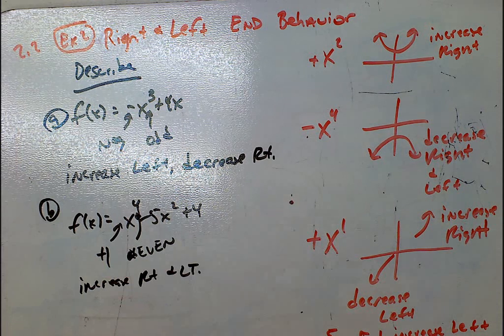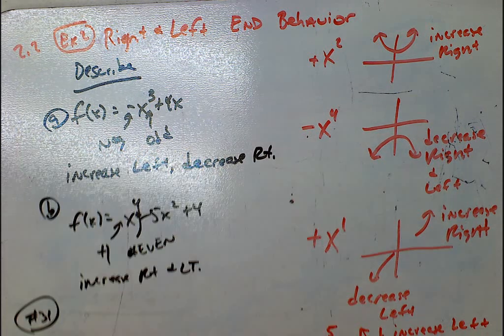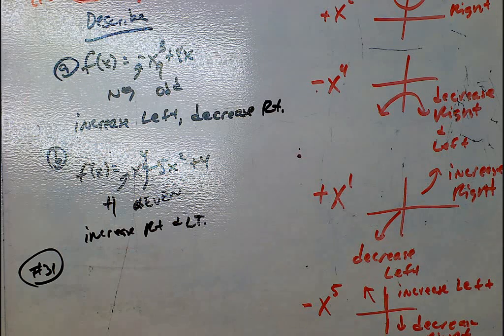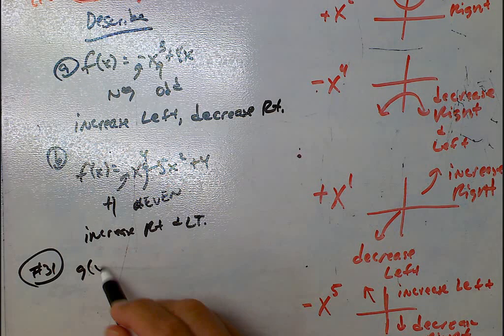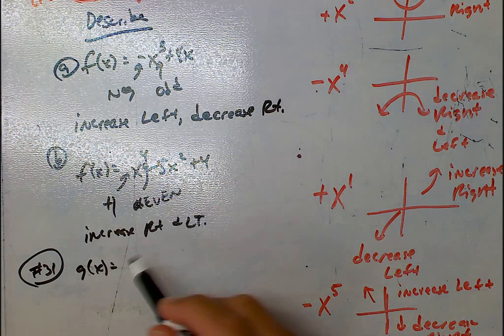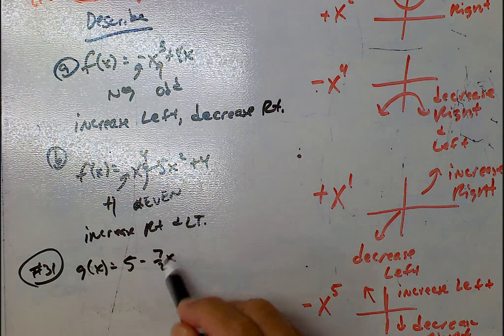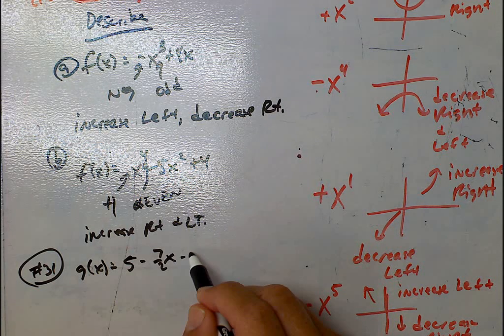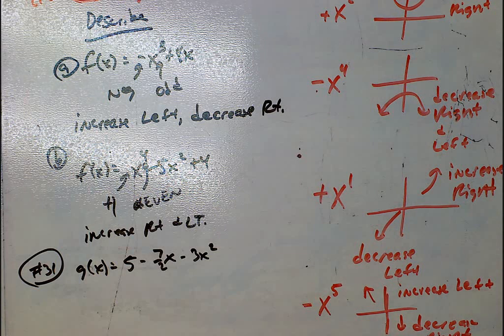Okay? Once you guys take a second here and do number 31 on your own, press pause, see if you got it right, and come back. So 31 says g of x equals 5 minus 7 over 2x minus 3x squared. Again, press pause real quick, and then check your answer after you press play.